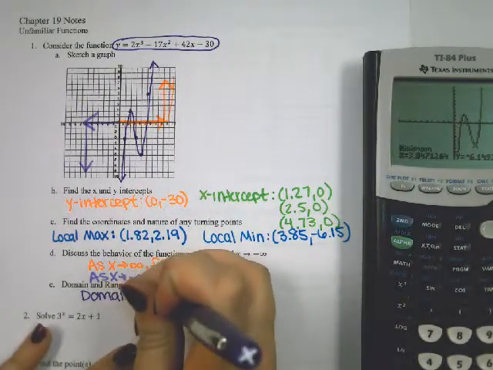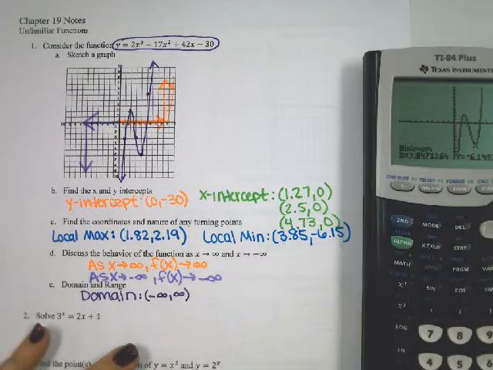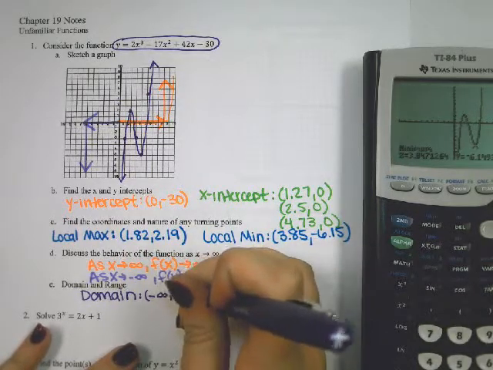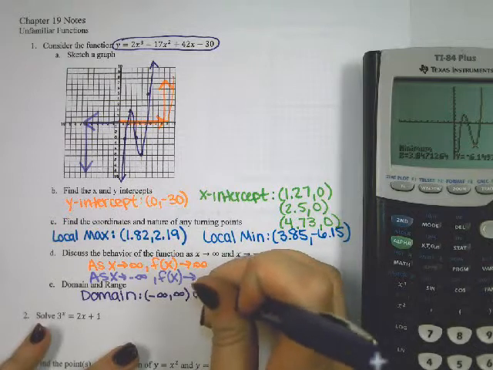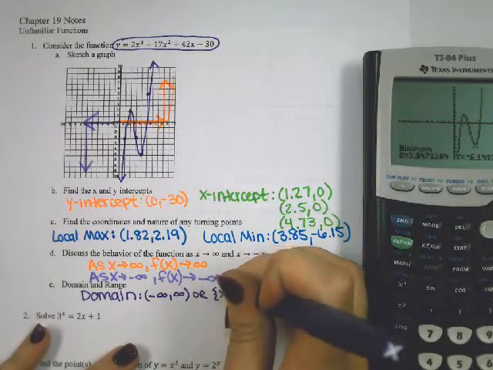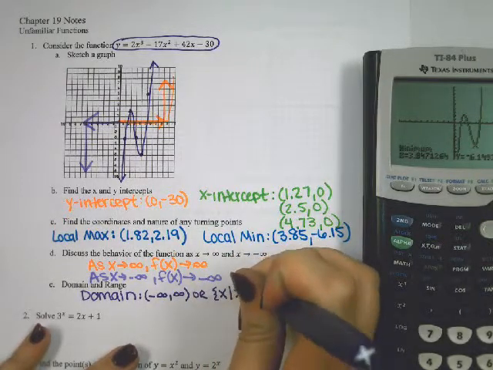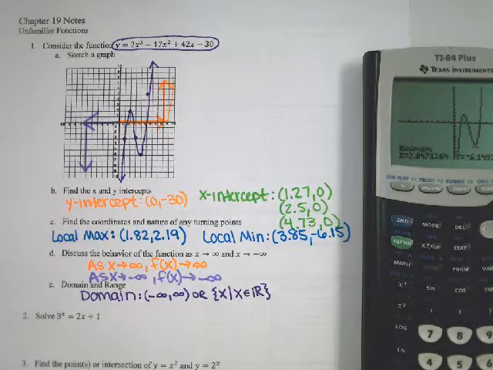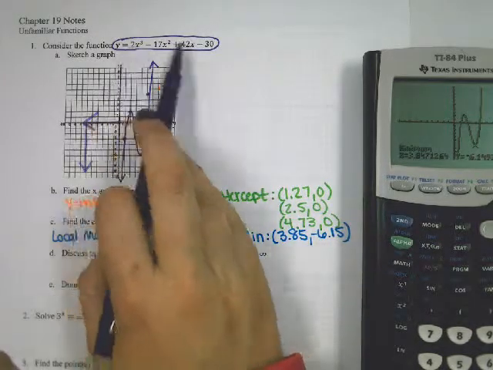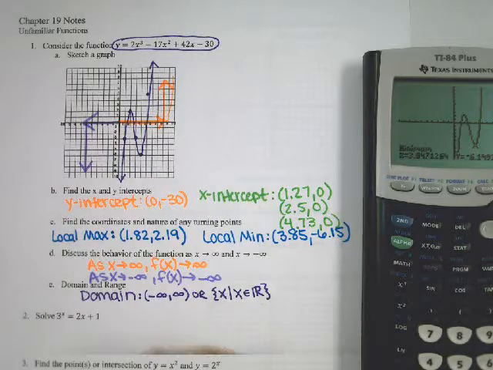So you can choose either notation, negative infinity to infinity. It's called interval notation. Or you can use set notation. You can pick. It does not matter. All x such that x is a real number. You can plug in any number you want. There's no restrictions. You can plug in anything.